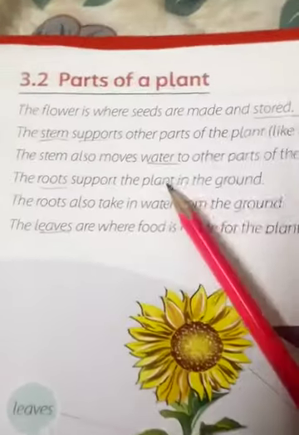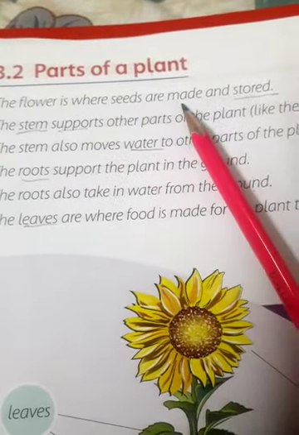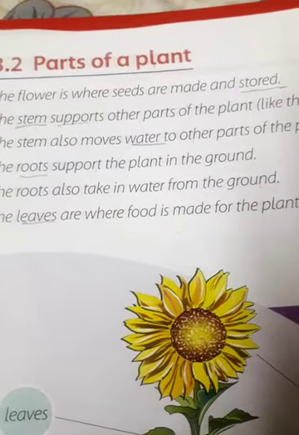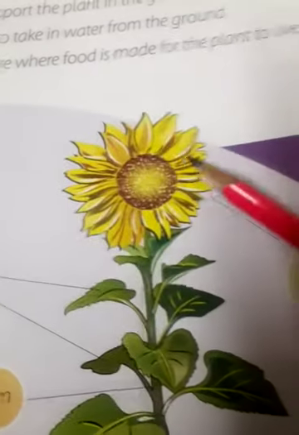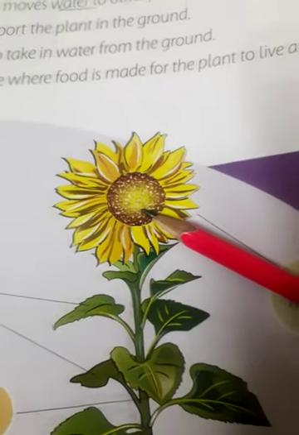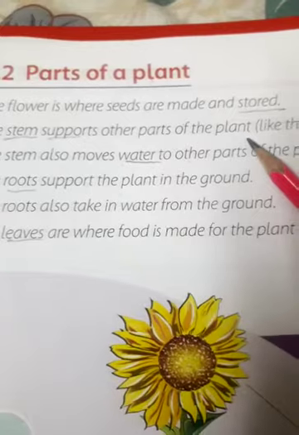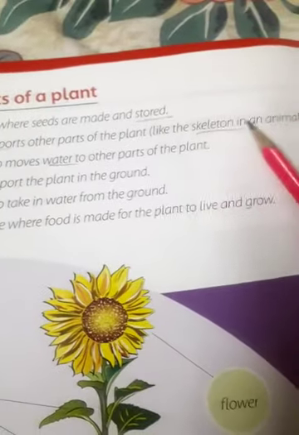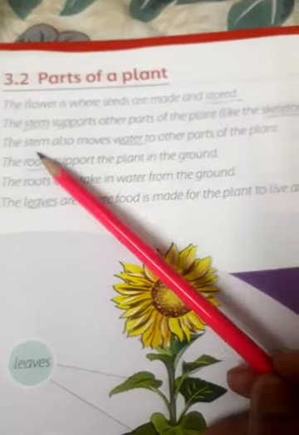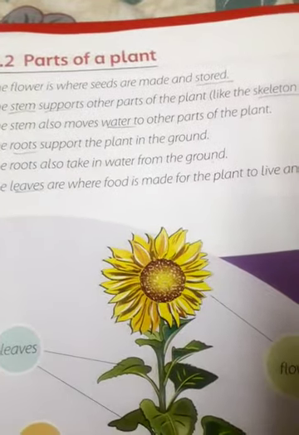Here we learn the parts of a plant. The flower is where seeds are made and stored. The stem supports other parts of a plant like the skeleton in an animal. The stem also moves water to other parts of the plant.